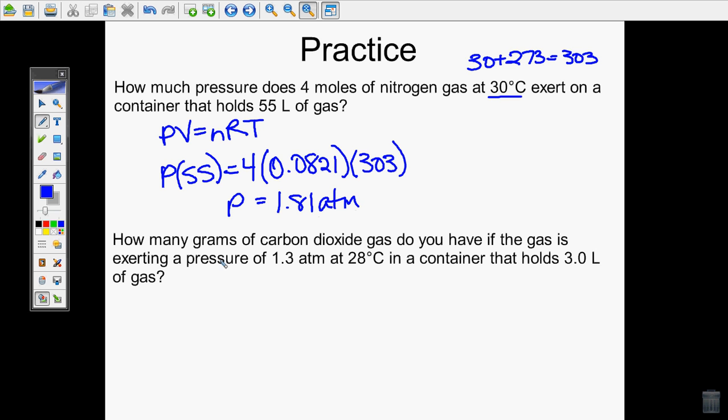little algebra, and I get 1.81 atmospheres. How many grams of carbon dioxide do you have if the gas is exerting a pressure of 1.3 atmospheres, 28 degrees Celsius, in a container that holds 3 liters of gas?